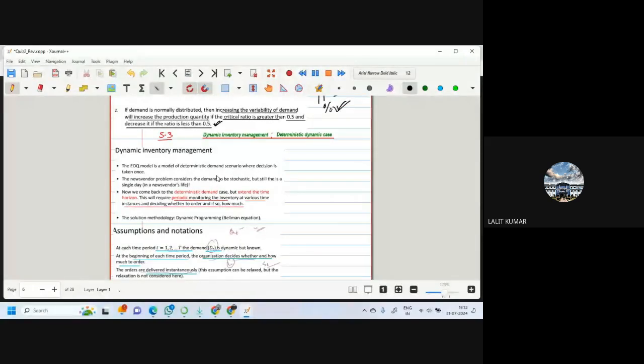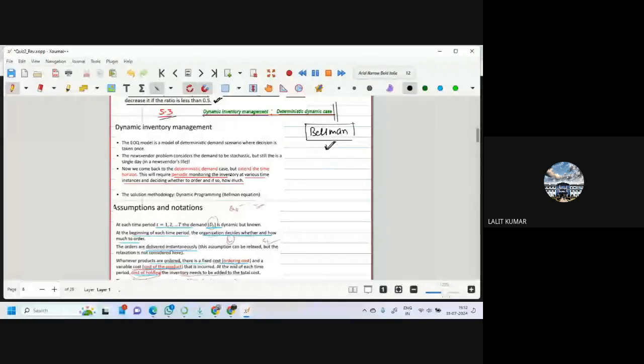Now, 5.3 they covered dynamic inventory management, the deterministic dynamic case. This is the Bellman one. They have asked this question twice, and the majority of the marks come from this chapter. So I saw this question in the beginning here, dynamic inventory management, that there are certain number of quarters, 1, 2, 3, and 4. We know the demands of these quarters. For example, here demand is 3, here demand is 2, here demand is 3, here demand is 4.